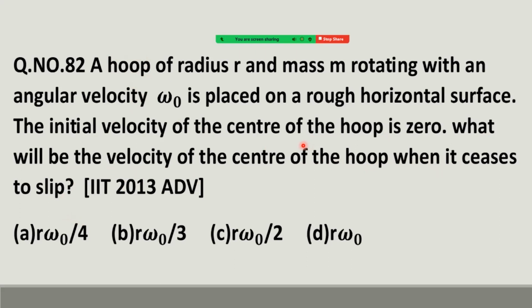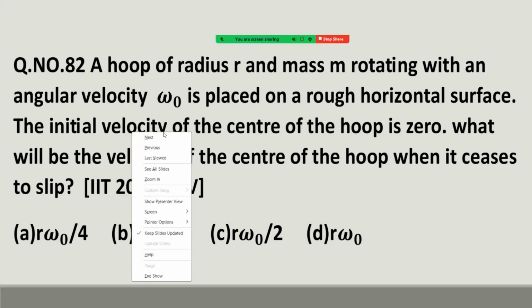Now we can solve this either by kinematics or by using conservation of angular momentum. Let us see. Initially only omega naught, no velocity. When slipping stops, that means rolling starts. So we have to find the velocity of the center of the hoop. This was asked in 2013 Advanced. See how to solve it.